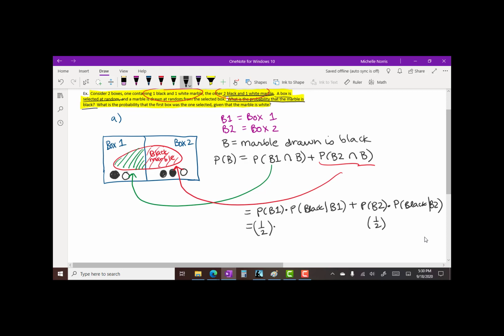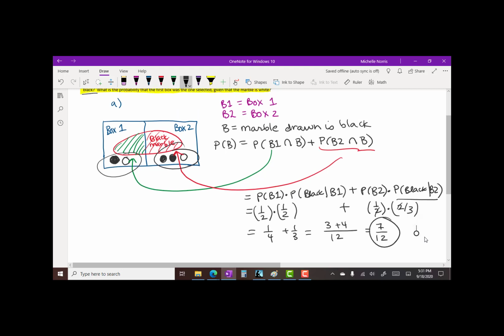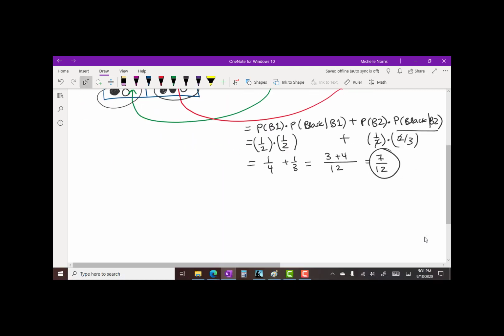Okay, the probability of getting a black marble, given that you're in box 1: if you know you're in box 1, you have this one black, one white. So you have a 1 out of 2 chance of getting a black marble, plus, if you're in box 2, the probability of getting a black marble given that you're in box 2, remember box 2 has two blacks and one white, so that is going to be 2 out of 3. So we do this arithmetic, and I'm going to get 1/4, these 2's cancel, plus 1/3. If I get a common denominator of 12, I'm going to get 3 plus 4, or 7/12, is the total probability of getting a black marble, accounting for all the different ways that you can start.